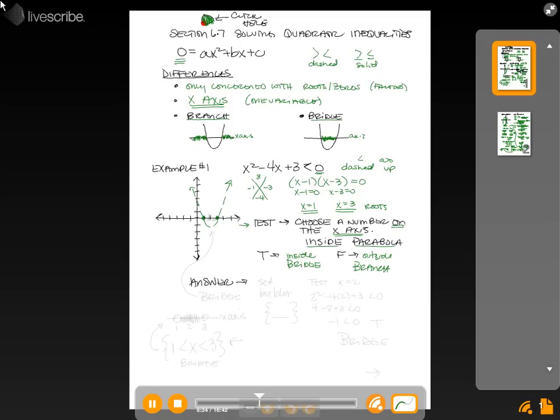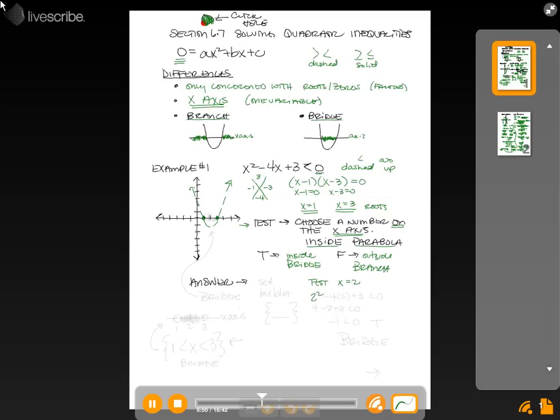Okay? So let's pick our test. We're going to test anything that's inside there. A 2 is an easy number. It's a whole number, and it's definitely inside of our parabola. So let's test 2. Test x equals 2.